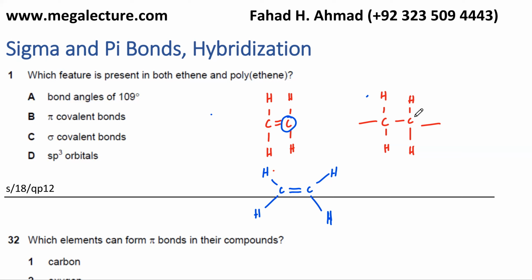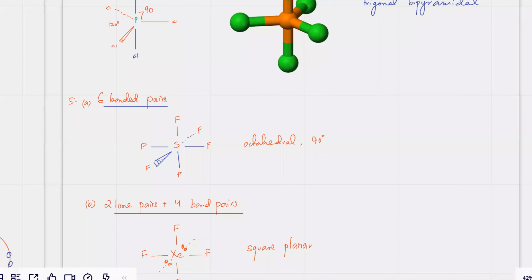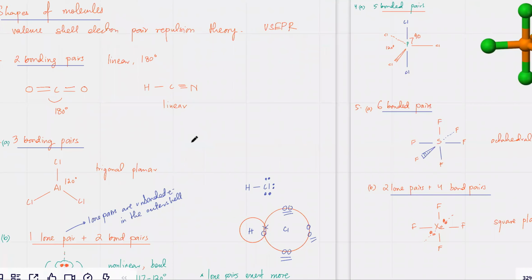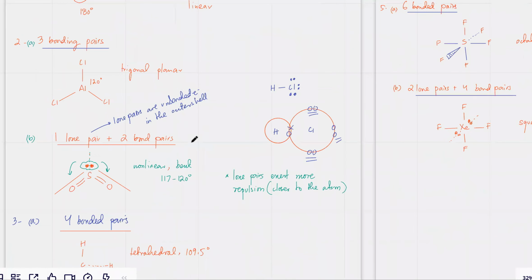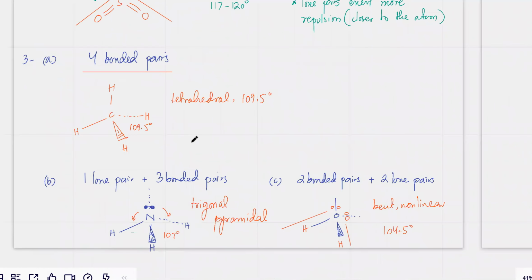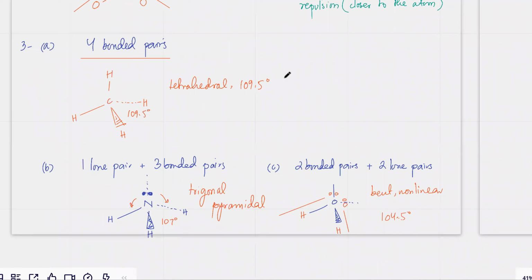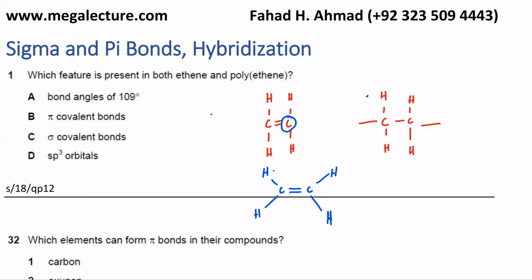What about this carbon atom? It's got 4 pairs of bonds. What would be the shape like around this carbon atom? Anyone, what happens if you've got 4 pairs of electrons? If you've got 4 bonds, the shape is tetrahedral and the angle is 109.5. So in this case, it's going to look like this. It's going to be tetrahedral and the angle would be 109.5.